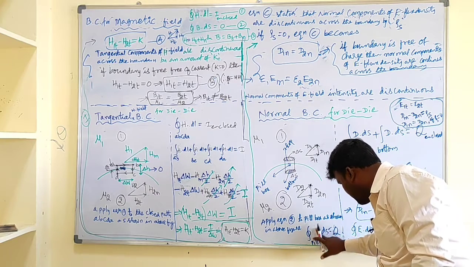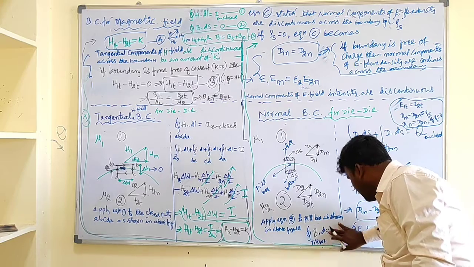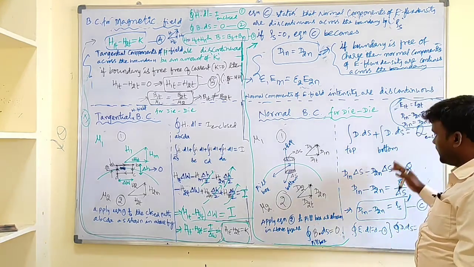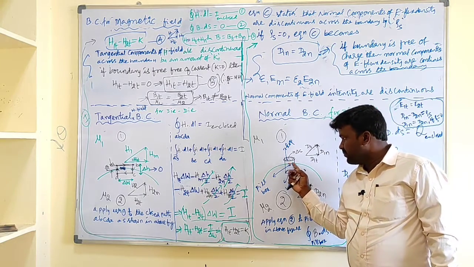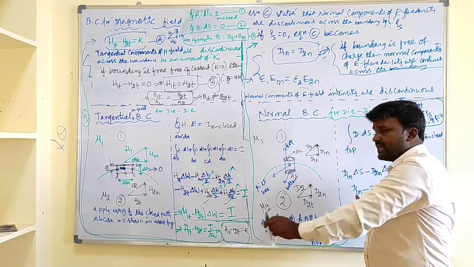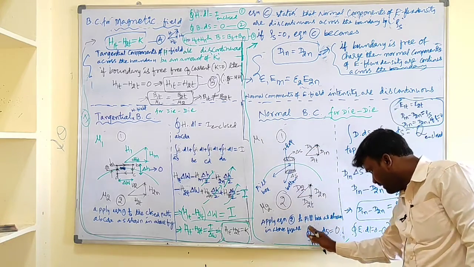We need to take this one, D dot dS should be replaced with B dot dS, that is equal to 0. In the previous case it is non-zero, here we have to take 0. The value is 0 due to the side surfaces, whereas there is a contribution for the top and bottom. So that's why integral B dot dS.